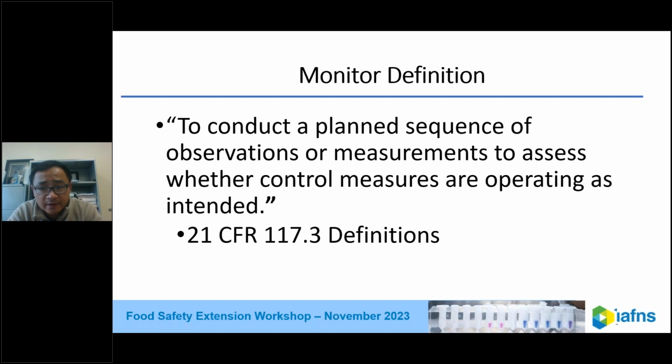So first of all, what is the monitoring definition? Monitoring means a planned sequence of observations or measurements to assess whether control measures are operating as intended. And I'll also add something there: at a specific frequency.